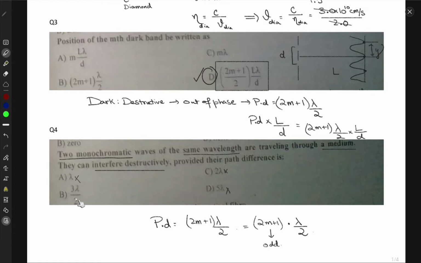Here you see 3 by 2, which means that m took the value of 1, which means that this became equal to 2 into 1 plus 1, which is 3, and lambda by 2, right? So 3 lambda by 2, which is this option, 3 lambda by 2. So the correct option is option B.